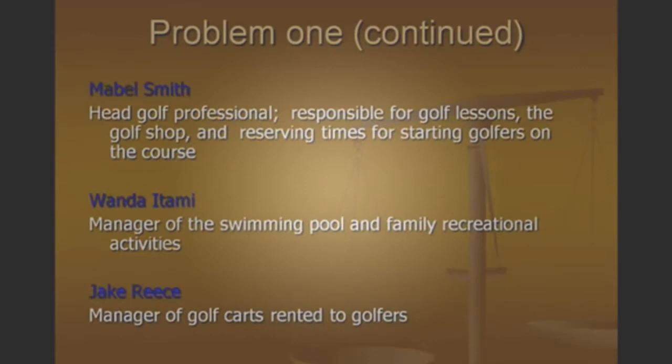Take your time, think about it, and for each, tell me whether you think it should be a cost center, profit center, or investment center. If you want, stop this recording now, do the problem, and then restart when you're done. Are you done? Here are the answers.